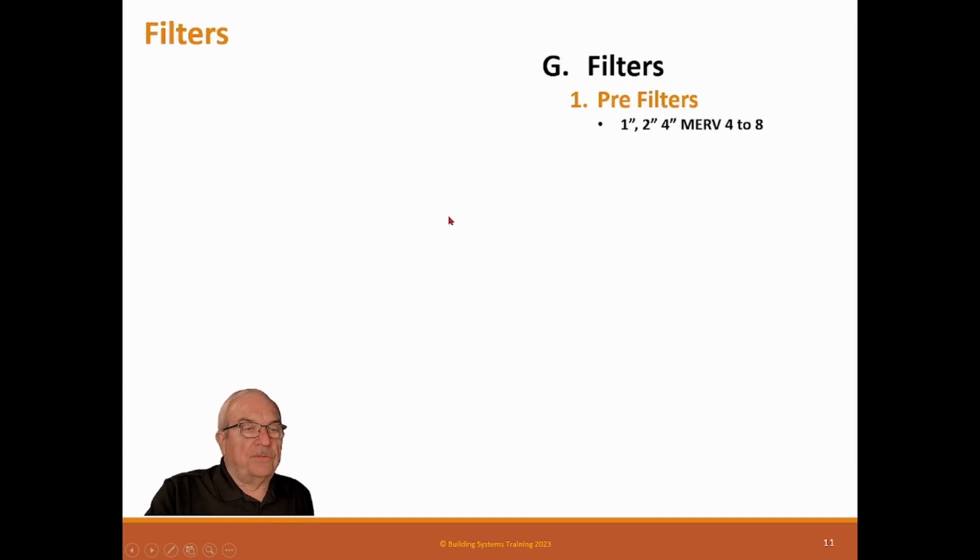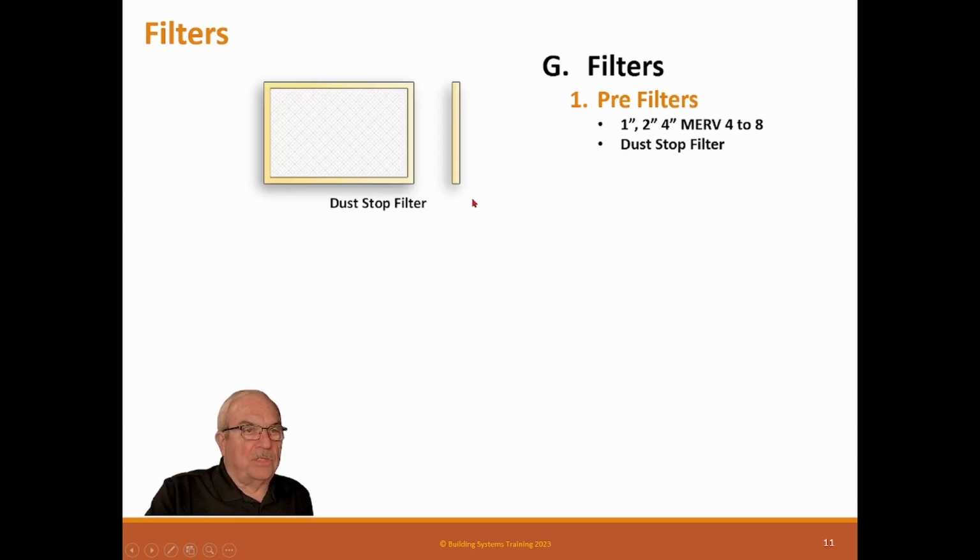Filters. We have pre-filters. They can be 1, 2, or 4 inch. It can be MERV 4-8. Now, MERV is a rating for filters. It was a rating trying to make sure everyone understood what's a good filter and what's not. So this is a dust stop filter like you might have at home. They're about 20 to 35%. They catch lint. They don't catch much else, but that's what they do.